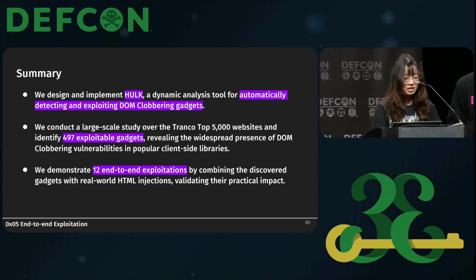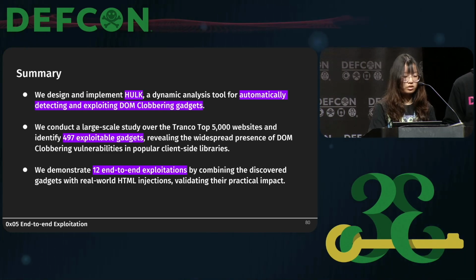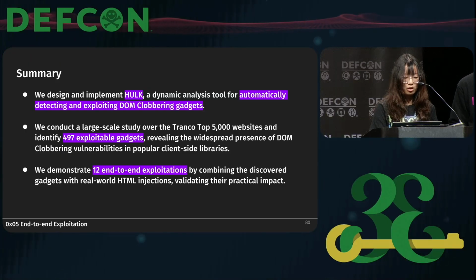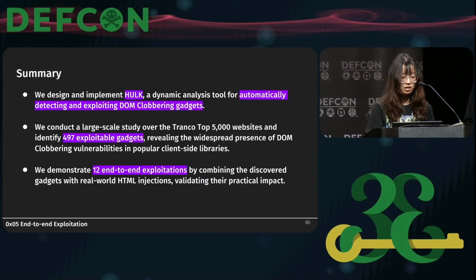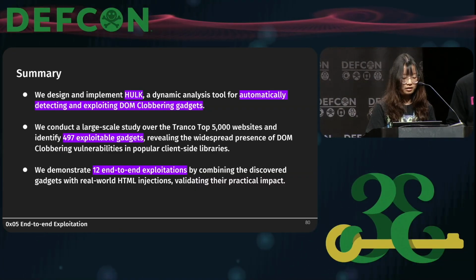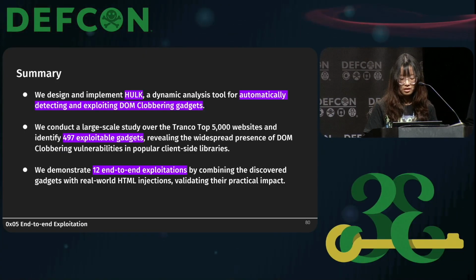To summarize, we design and implement Hawk, a dynamic analysis tool for automatically detecting and exploiting DOM Clobbering gadgets. We also conduct a large-scale study over the Tranco top 5,000 websites and identify 497 exploitable gadgets, revealing the widespread presence of DOM Clobbering vulnerabilities in popular client-side libraries. And we demonstrate 12 end-to-end exploitations by combining the discovered gadgets with real-world HTML injections, validating their practical impact.